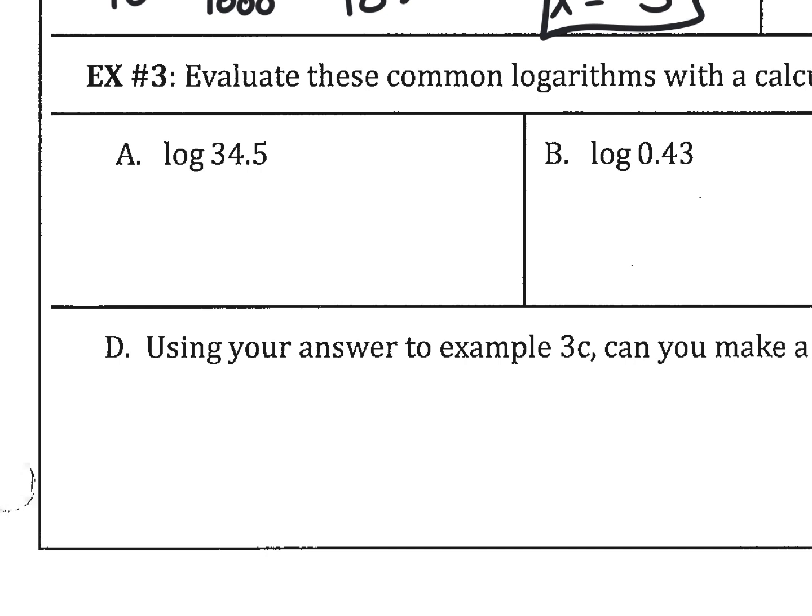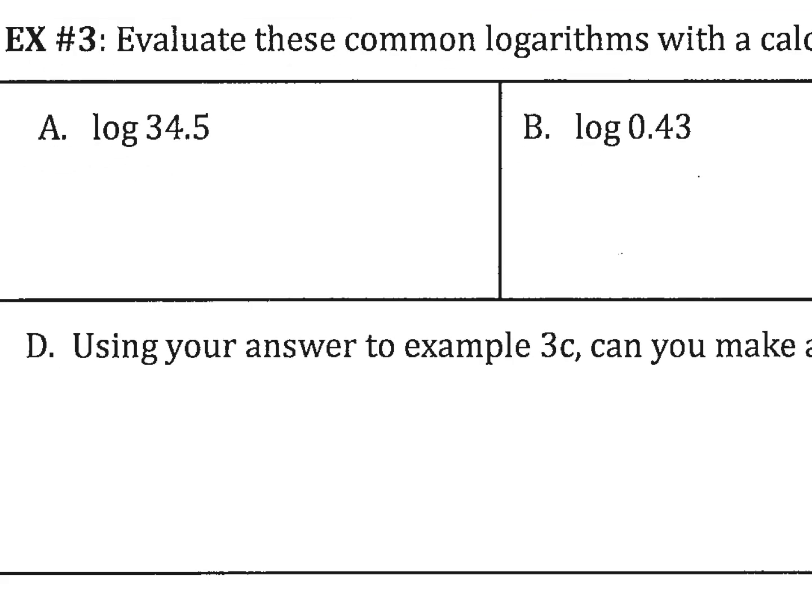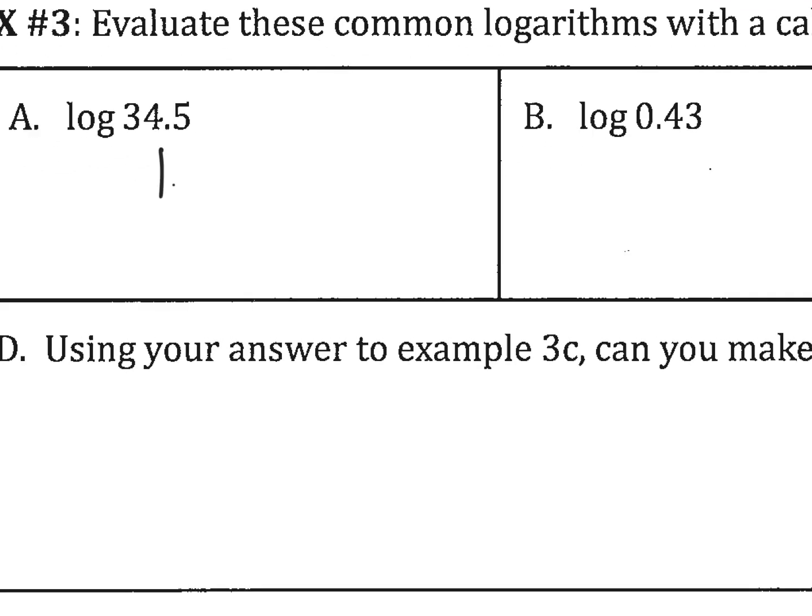Okay? Log 34.5. Get your calculator out and look for the log button. There should be a button right down the first column that says log. That is your common log button. Hit that log and plug in 34.5. Really? Yeah, it really is that easy. How many places does it replace? 3 decimal places. So you should get 1.538. And then do log 0.43.